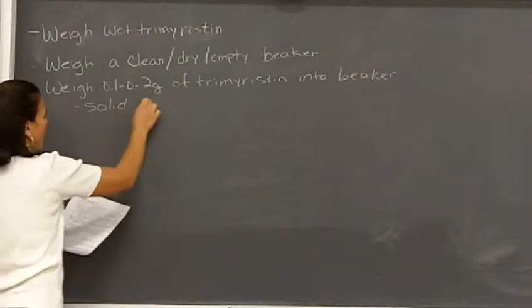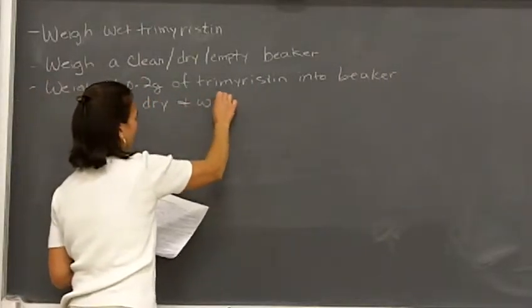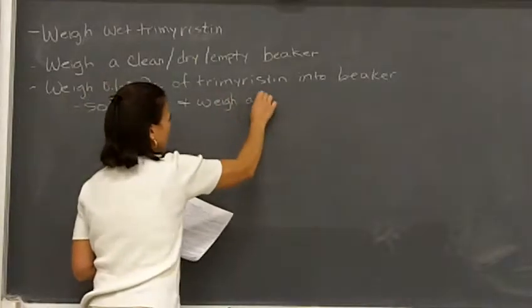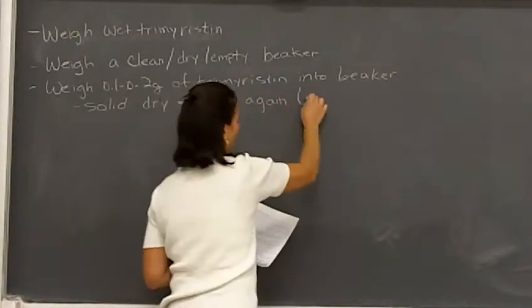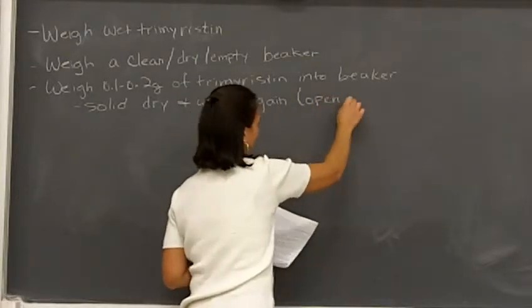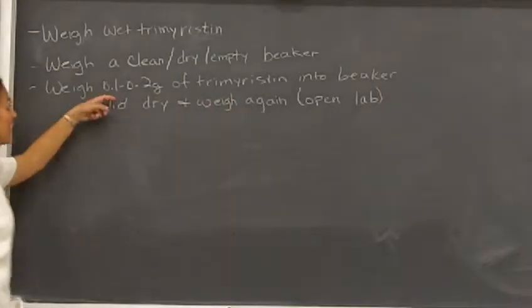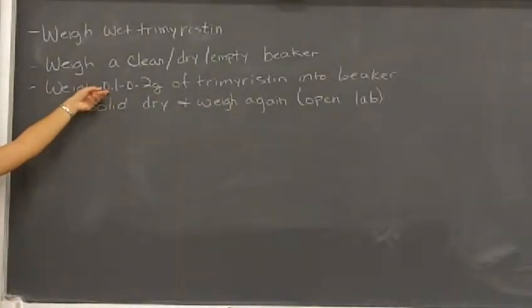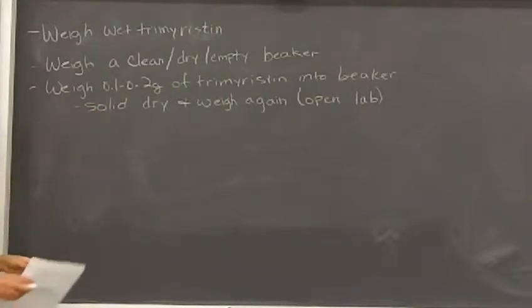So the solid will dry, and then you're going to weigh it again. You may be able to check it at the end of the lab period, but most likely your second weighing is going to happen in an open lab, okay? So make sure you know how much wet trimyristin is in there, so when you come back to weigh it again, you can figure out how much dry is in there, okay?